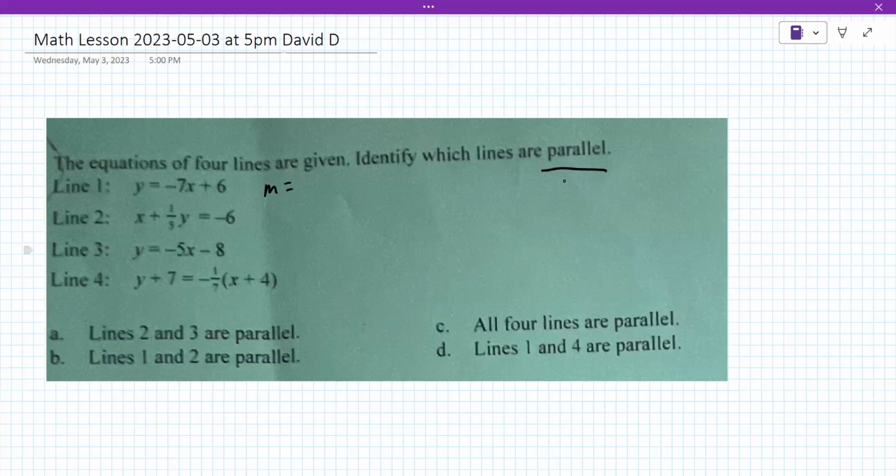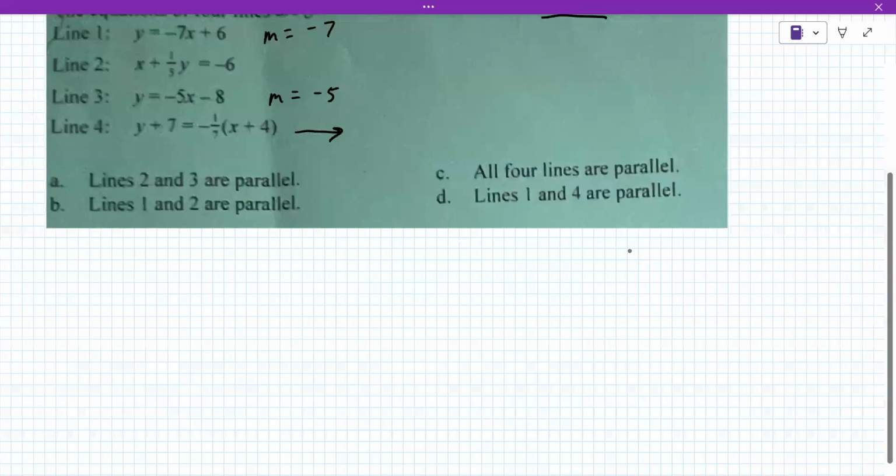We know the slope of the first one, and we know the slope of the third one. We don't know any of the other slopes. Would you agree with that? Yeah. Which means we have to solve for y to do that. Okay. So the one that's probably fastest to solve for y is line 4. To do that, let me just make some room here.